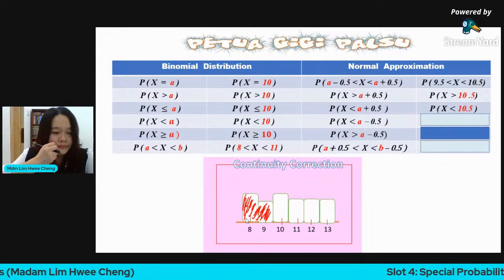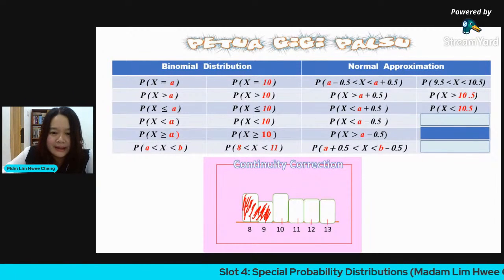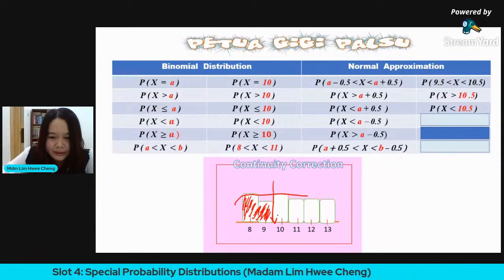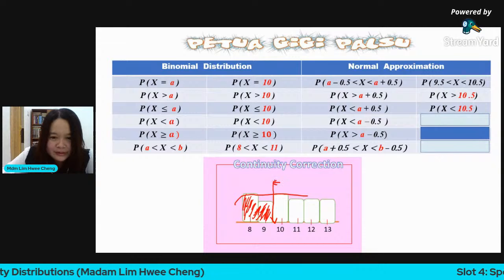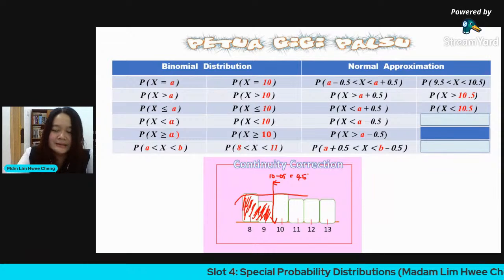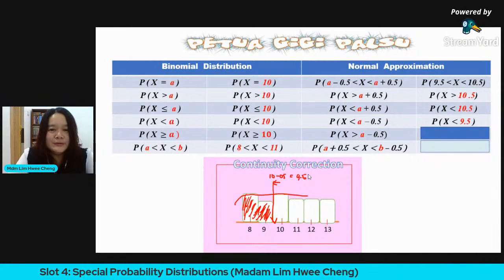So kalau less than 10, I draw my normal bell here. I do the cutting point. This is the 10. So we have to do this reverse. So maksudnya 10 minus 0.5, so you have the 9.5. So 10 is less than. The F is less than 9.5 and so on.